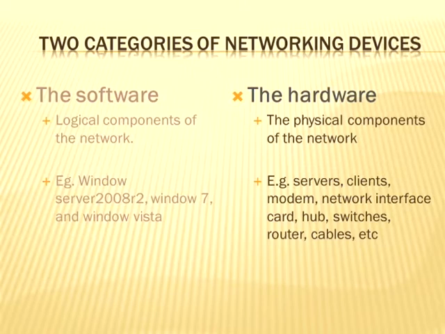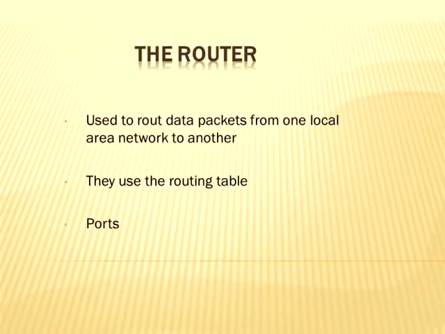We have the Windows Server 2008 R2 for servers, and we have Windows 7 and Windows Vista for local computers, such as the clients. The hardware is the physical component of the network. Examples of these are servers, clients, your modem, network interface card, the hubs, and the switches.